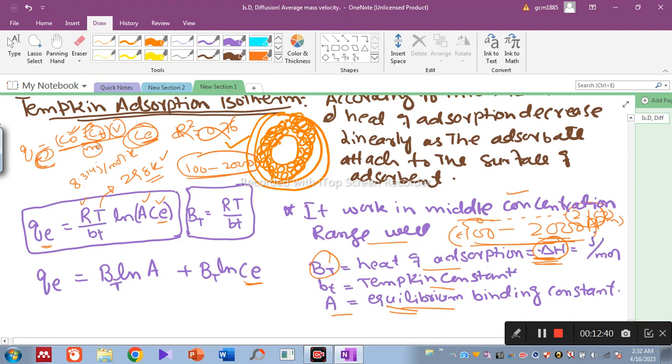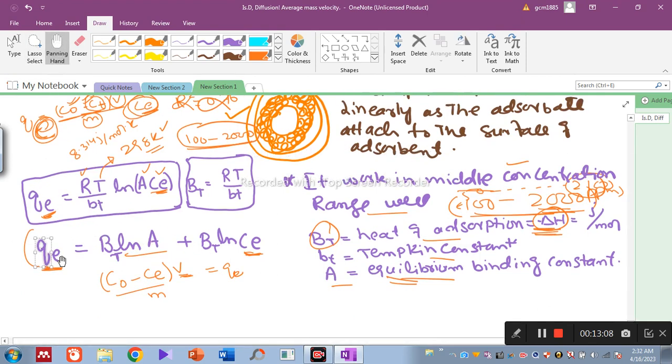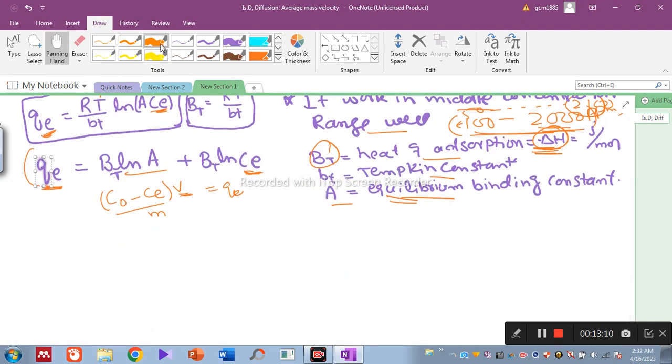And when we plot this Ce and qe, we will get the Temkin adsorption isotherm. This is the qe, the equilibrium uptake, and this is the equilibrium concentration. This equilibrium uptake is obtained from C naught minus Ce, multiplied by the volume of the solution, divided by the mass of the adsorbent, and this is the qe. So again we will draw a plot, and we will get a relationship between the equilibrium concentration and equilibrium uptake, and again this is also a linear line.